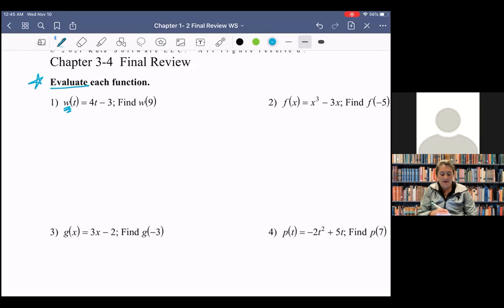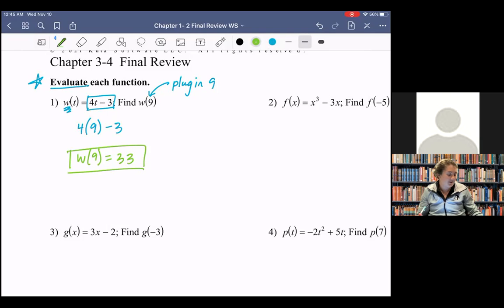So giving you this equation, the important part right here is the 4t minus 3. And that says find w of 9. So it means plug in 9. I'm going to do 4, but instead of the t, I'm plugging in 9. 4 times 9 minus 3. Then we can just plug that in our calculator. 4 times 9 is 36, minus 3. So w of 9 is equal to 33.